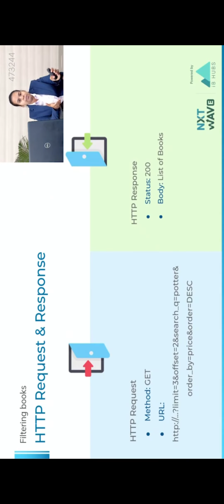Now let's understand the HTTP request and response. Coming to the request, as we are fetching, the method would be GET. Coming to the URL, there you can see the various query parameters we have specified. And the corresponding response is the list of books based on the query parameters and the path parameter, right?